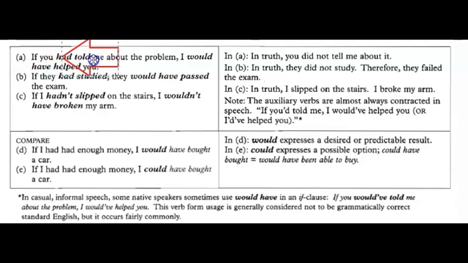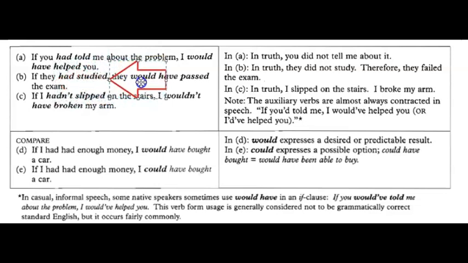Example A. If you had told me about the problem, I would have helped. The truth is that you did not tell me about it, and therefore I did not help you. So remember that the third conditional, whatever the condition is, whatever it tells you, the reality is the exact opposite of this. Yes?